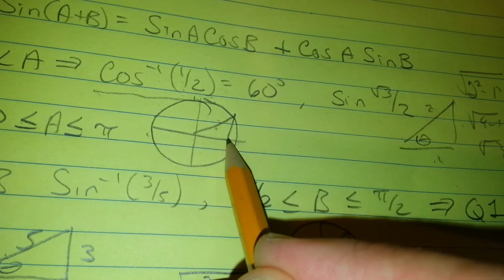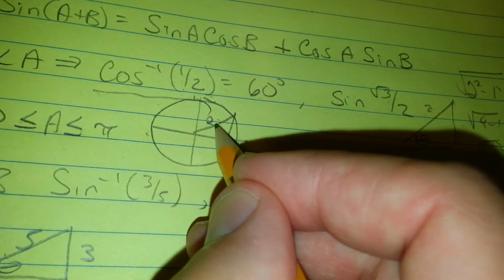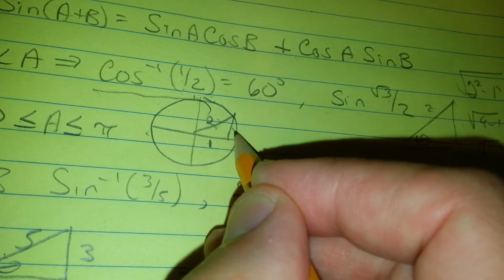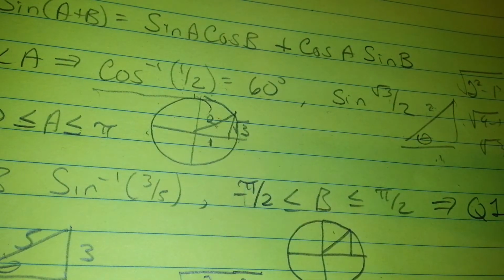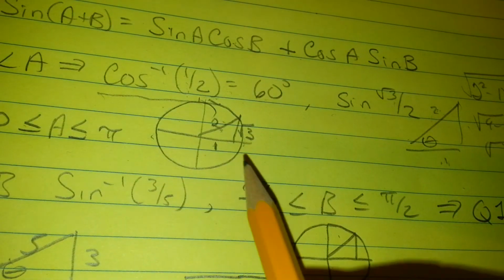So here would be that triangle with 2 and 1. We find out that's √3. Sine is √3/2.